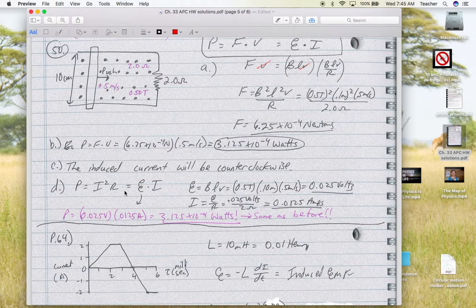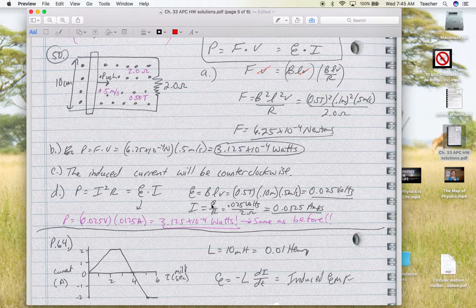So to find the electrical power from this, we could either use E times I or I squared times R. We know the current. We know the voltage. That's fantastic. So either of these are going to work.